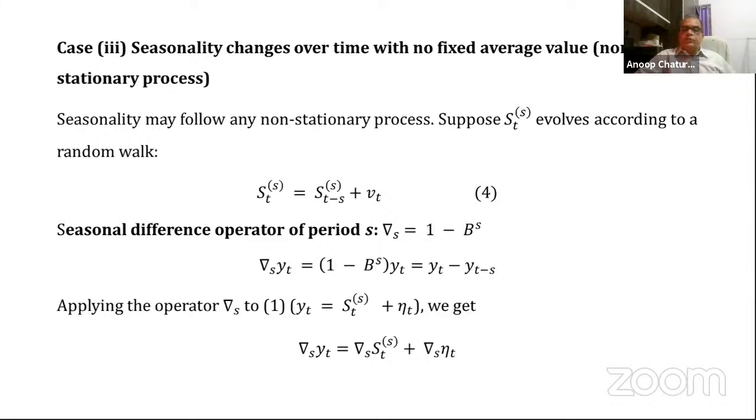Then applying this operator Del_S to equation 1, where the first equation is Y_t equal to S_t^S plus eta_t, you have Del_S Y_t is equal to Del_S S_t^S plus Del_S eta_t. Now remember the eta_t, you have assumed that it is a stationary process, so it does not create any problem. The only problem is with the S_t^S. We have considered 3 different cases, and for all the 3 different cases, we are going to show that this first part is also stationary.